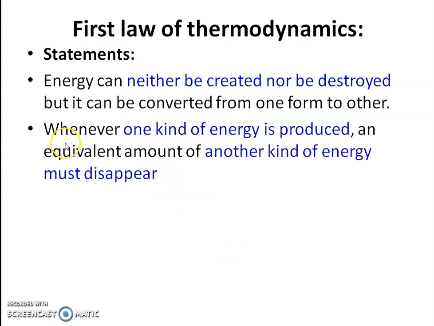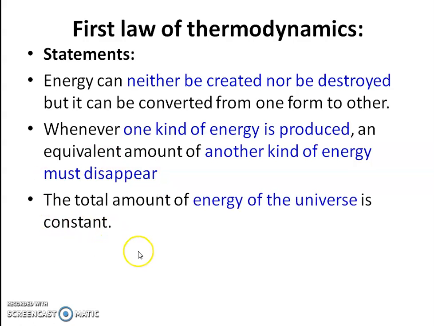The same statement we can say like this: whenever one kind of energy is produced, an equivalent amount of another kind of energy must disappear. In other words, the total amount of energy of the universe always remains constant. Actually, universe is an isolated system, and therefore total energy of universe always remains constant.